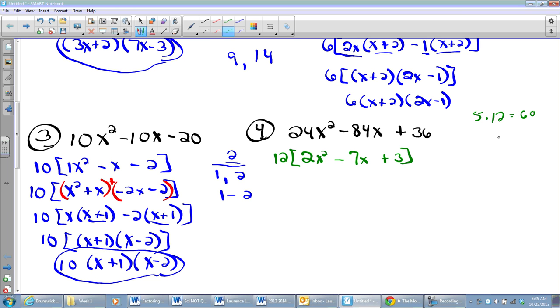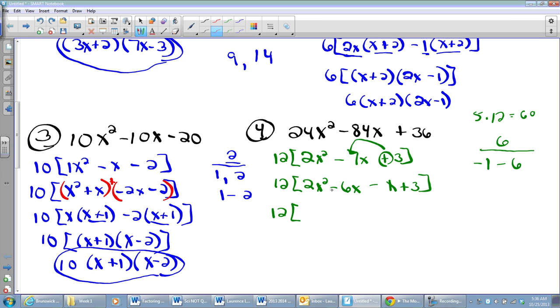2 times 3 is 6, right? So I'm going to need 2 factors of 6 that add to get negative 7. Well, how about a negative 1 and a negative 6? So I'm going to write 12, 2x squared, minus 6, x minus 1, x plus 3. Okay, so I'm going to have 12.